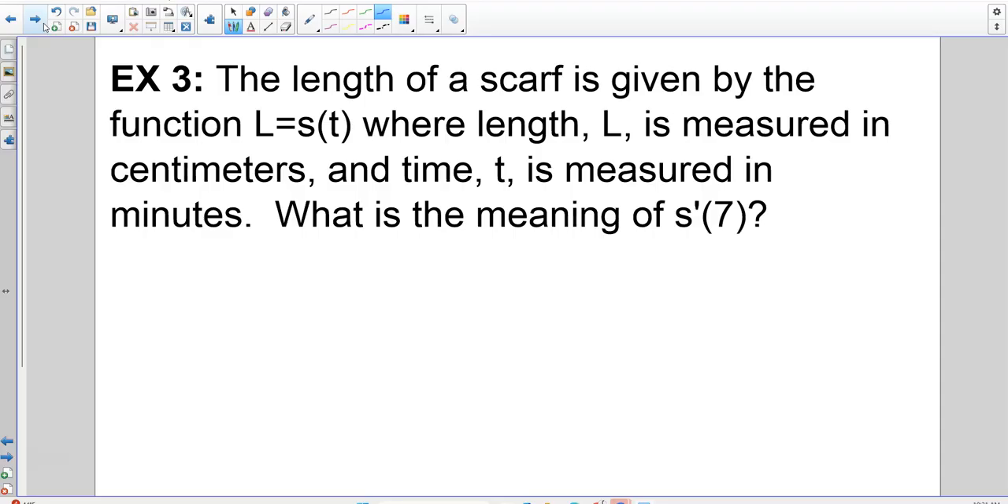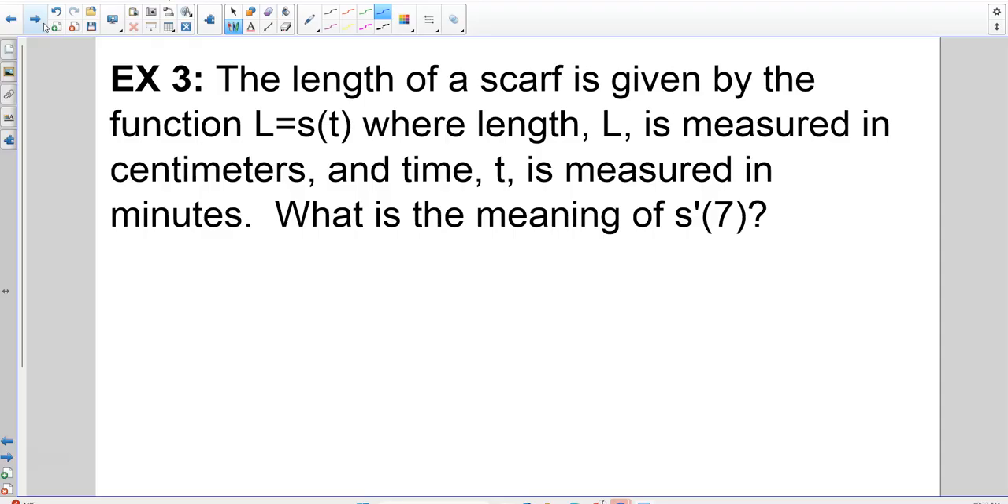Okay, so let's talk about, here we're not going to do a ton of math in this section. What we're worried about is explaining our answer. What does this mean in context of the problem? So, in this case, the length of a scarf is given by the function capital L equals S of t, where length, capital L, is measured in centimeters and time, t, is measured in minutes. What is the meaning of S prime of 7? So we don't know the equation. We're not finding S prime of 7. We're telling what it means.